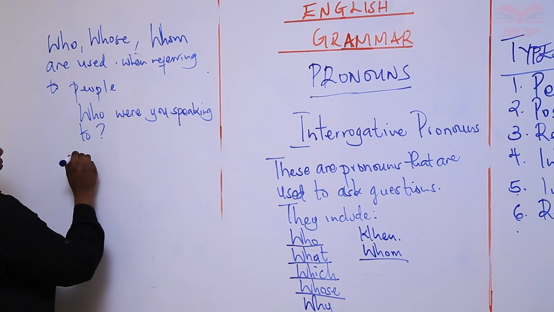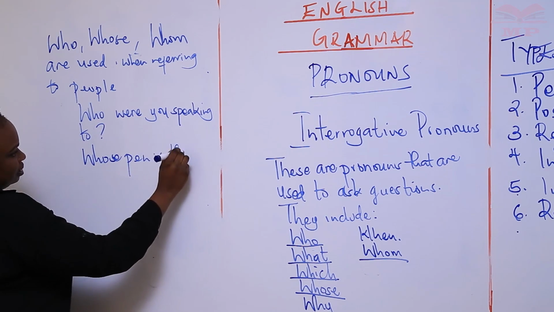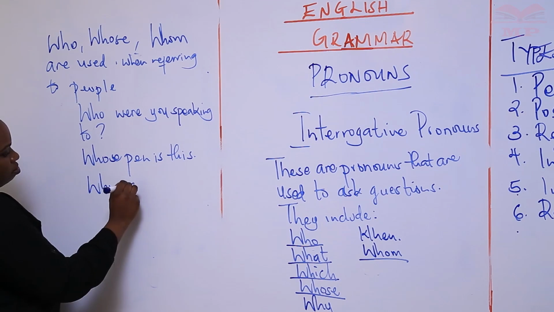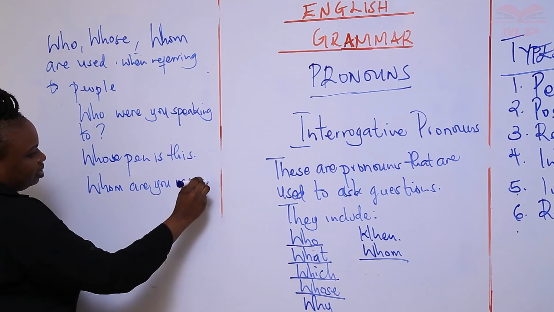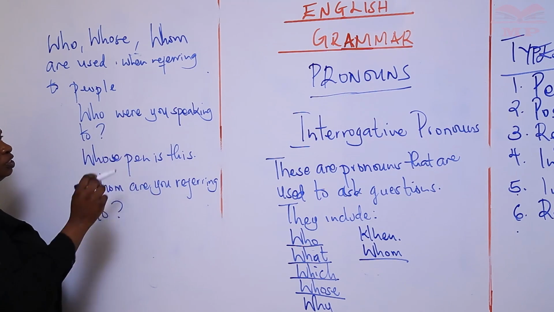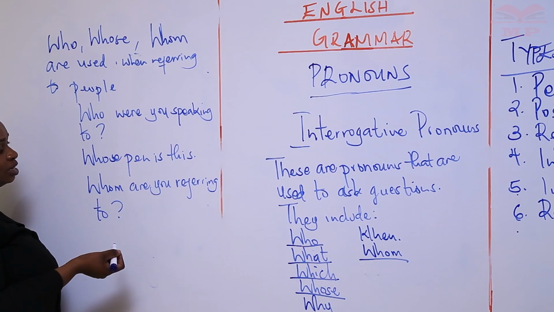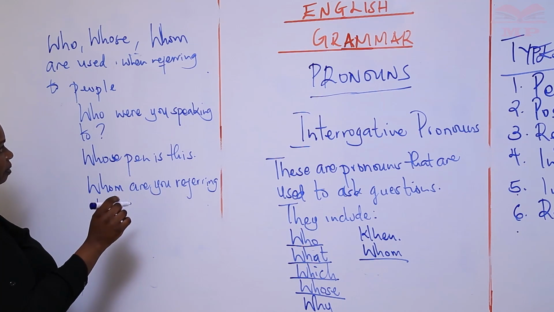Or we can have, whose pen is this? Whom are you referring to? Okay. Who are you speaking to? Whose pen is this? Whom are you referring to? So there's no way you can use them with things. You can't use them when you're referring to things. In no case.